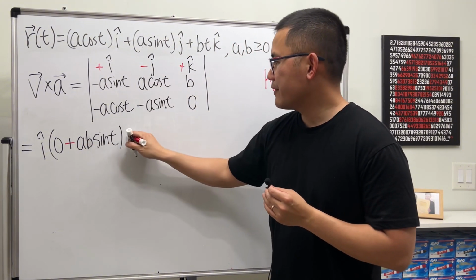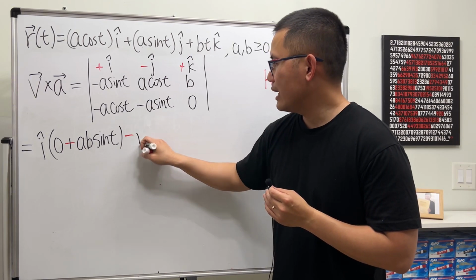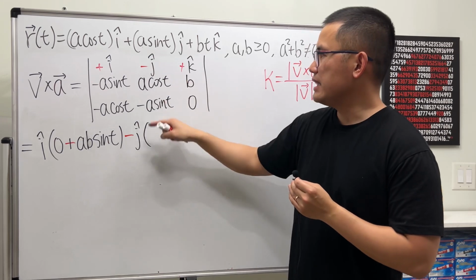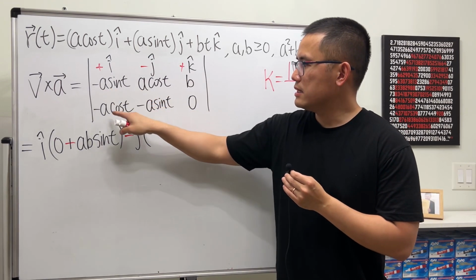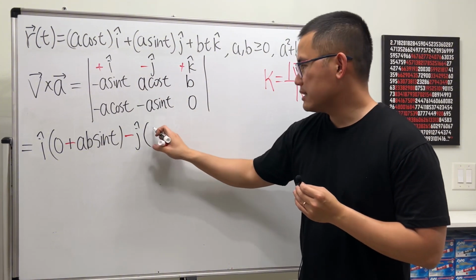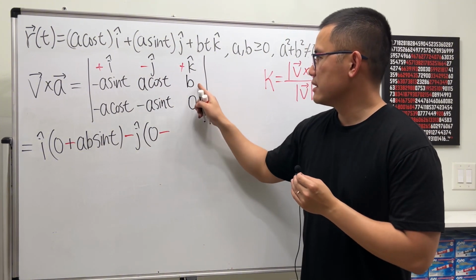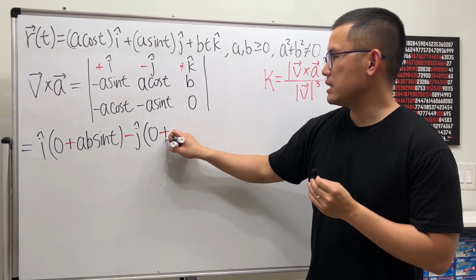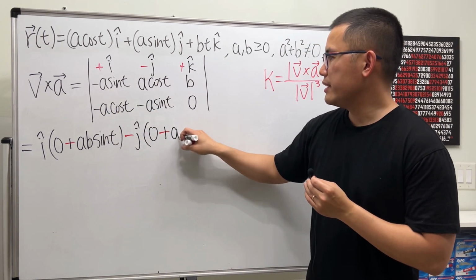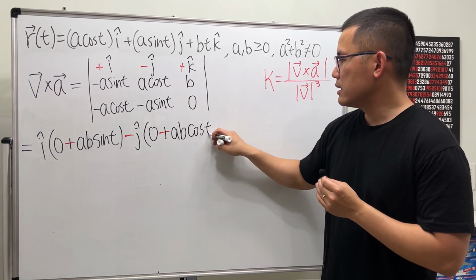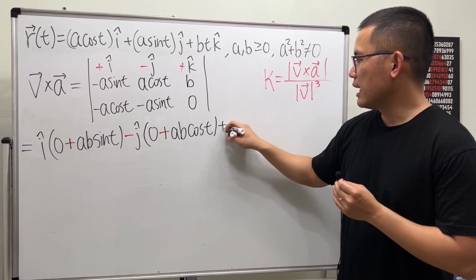Continue, here we have the minus, and then we have the j, and then we are going to delete this, delete that. So focus on this and that. Take this times that, that's 0. Subtract, take this times that, that's negative. So we will get positive here. And then we get ab cosine t. And then plus k.